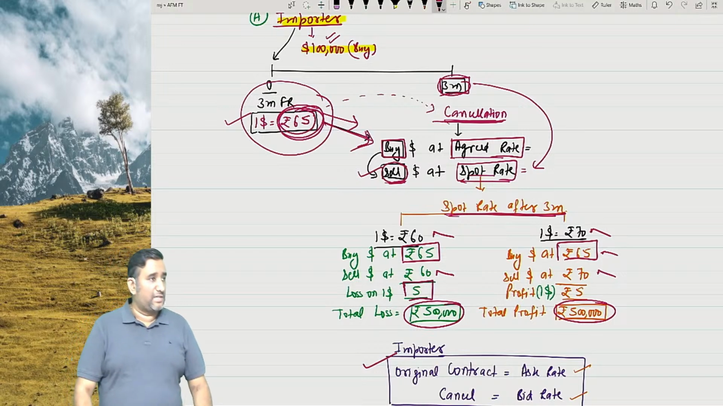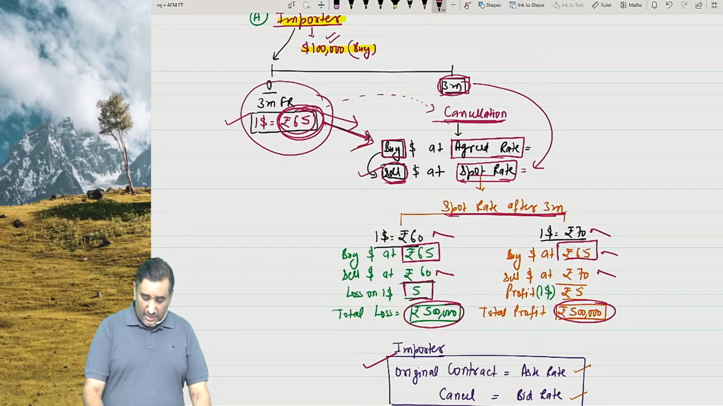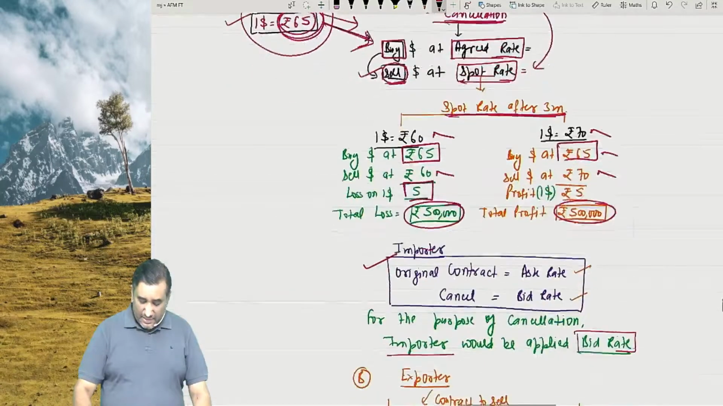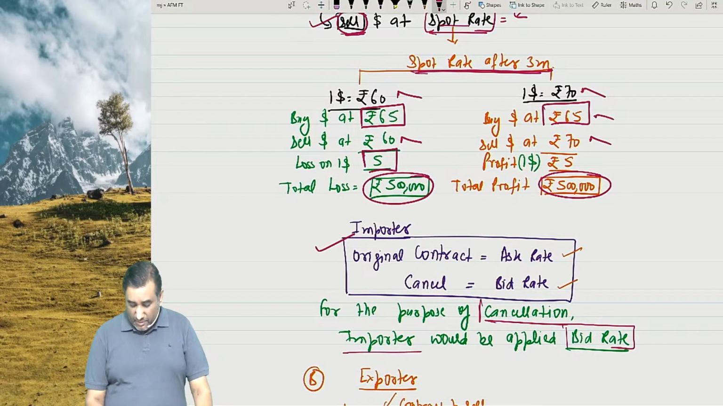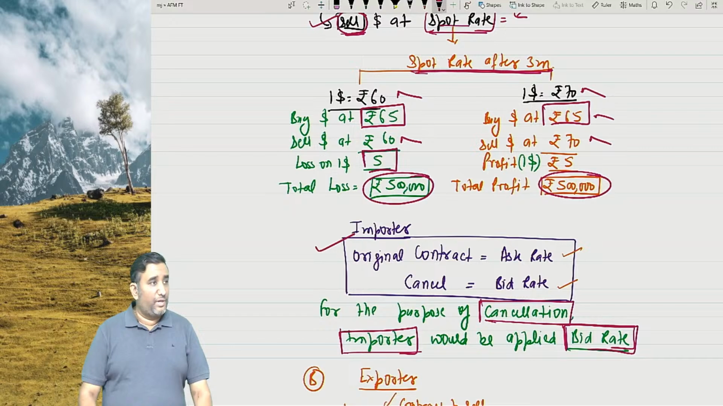This should not confuse you. An importer is never applied a bid rate, but for the purpose of cancellation, he would be applied a bid rate. So the things to remember from here: the original contract was to buy, he will have to sell for cancellation. If the cancellation is happening on the due date, then whatever is the rate on that date, cancellation will take place based on that. For the purpose of cancellation, the importer would be applied the bid rate.